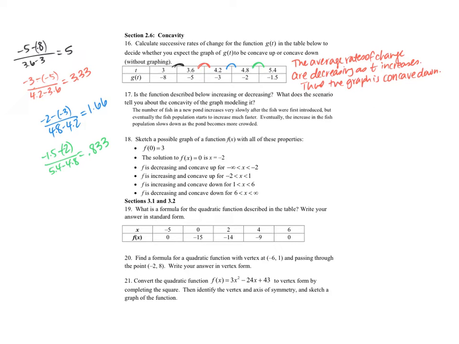So the next one is asking if the function is increasing or decreasing and the concavity. So it says here the number of fish in a new pond increases very slowly after the fish are first introduced, but eventually the population starts to increase much faster. Eventually, the increase in fish population slows down as the pond becomes more crowded. So if I think about what happens, you start out with some initial amount of fish and the population is growing slowly, then it grows faster, but as the pond becomes crowded, it goes back to slowing down. So we get something like that.